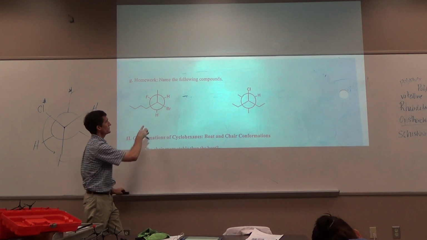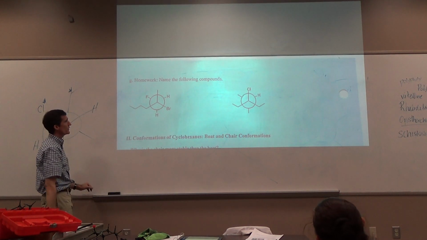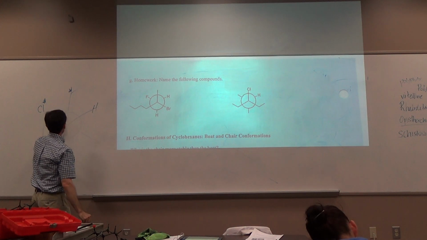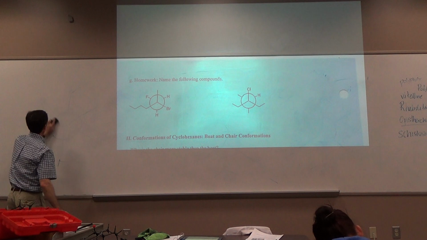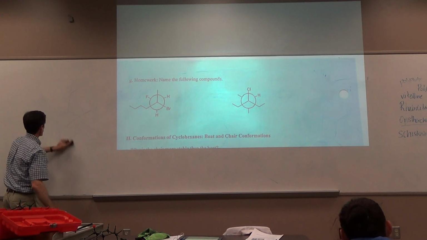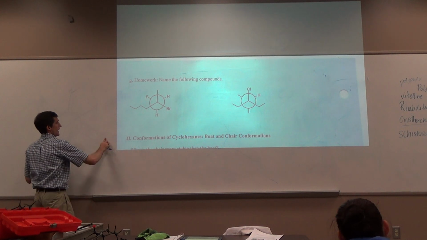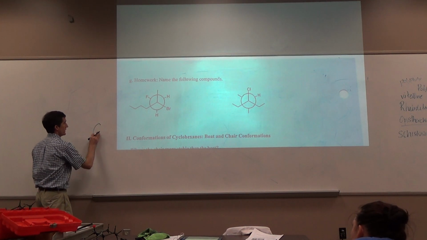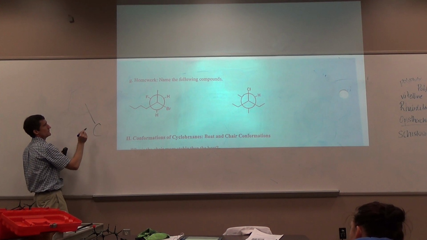Okay, let's try the first one here. I'll probably do this one and let you do that one on your own. When you see something like this, I recommend just drawing it out in a more standard way. I got a carbon in the front. What's on the carbon in the front? A methyl.